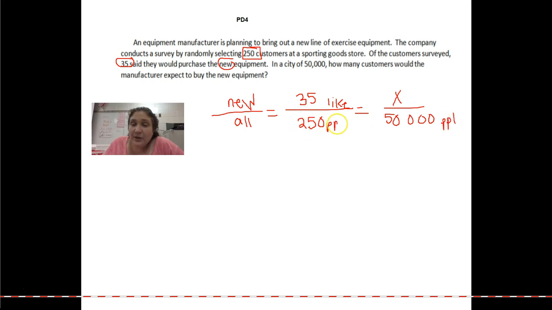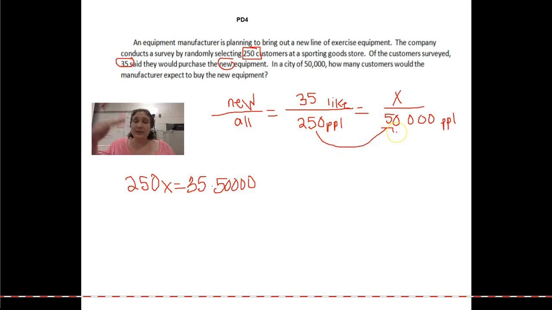I'm going to show you a trick that some people do. Instead of just cross multiplying, and if you did, you would have 250 times x equals 35 times 50,000. That's the long way. Here's the short way. The short way is all you got to do is figure out what do you multiply 250 by to get 50,000. And to do that, we're just doing 50,000 divided by 250, and that's 200.